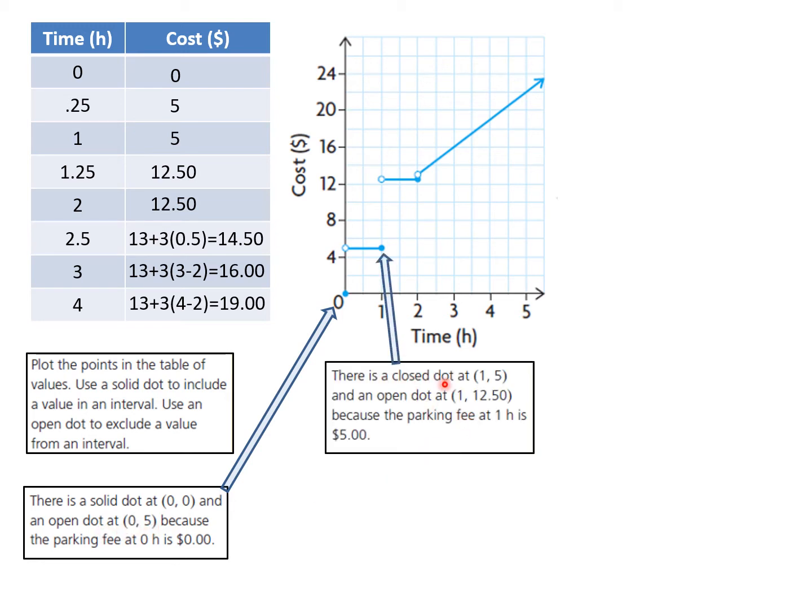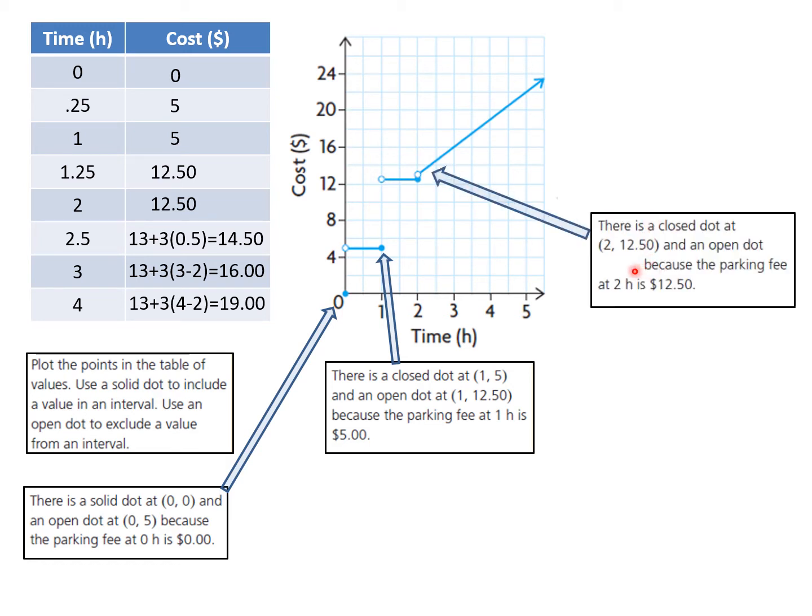Then we have a closed circle at (1, 5) because if you're in there for a full hour, you're paying $5. But straight above it, we've got an open circle at (1, 12.50). That's the closed circle, you're not paying $12.50. But if we're in there for 1 hour and 1 minute, which is really hard to graph, we just put an open circle above the 1 value here to show we're going really, really close to this 1 value, but we're just to the right of it.